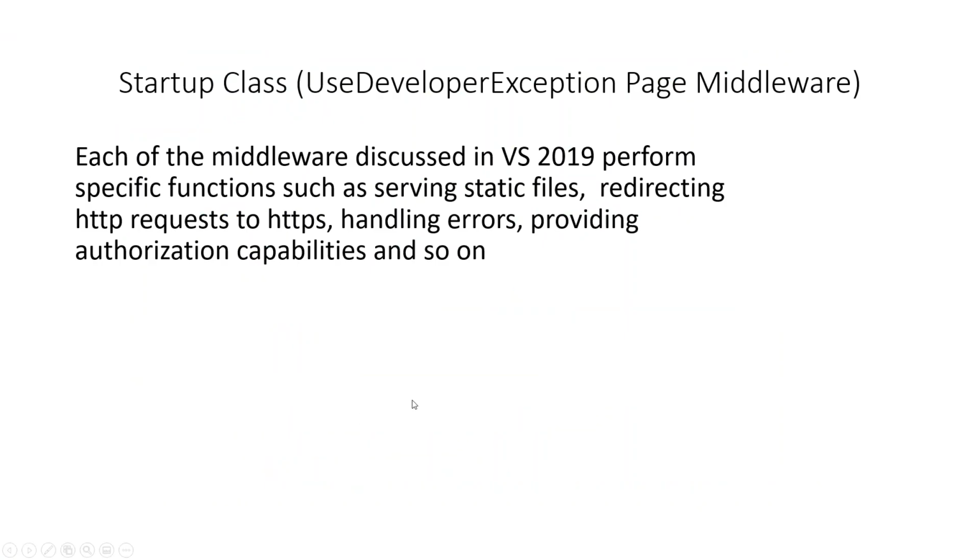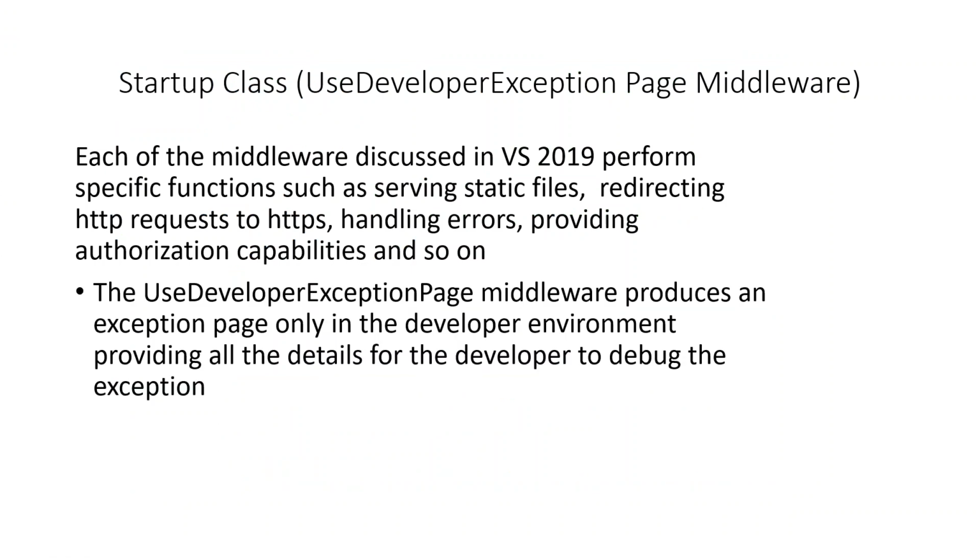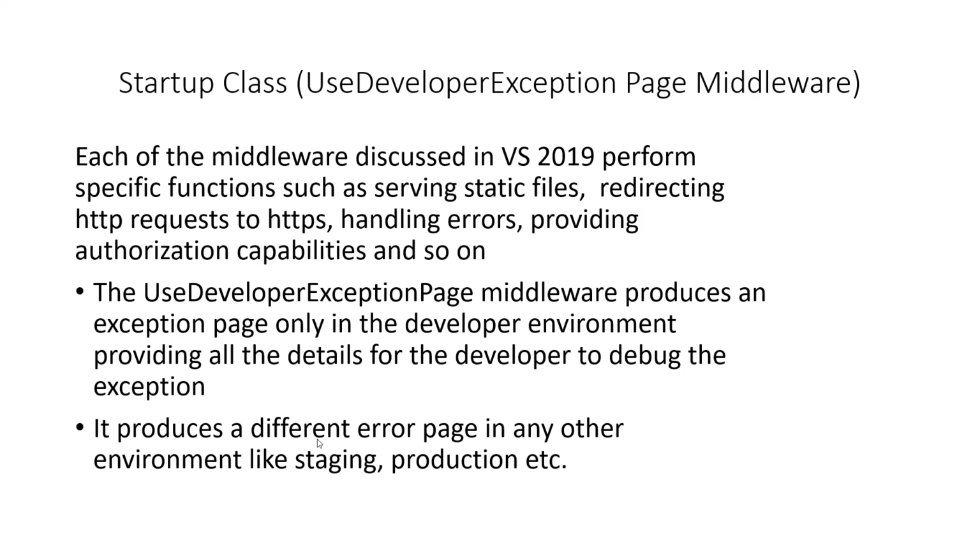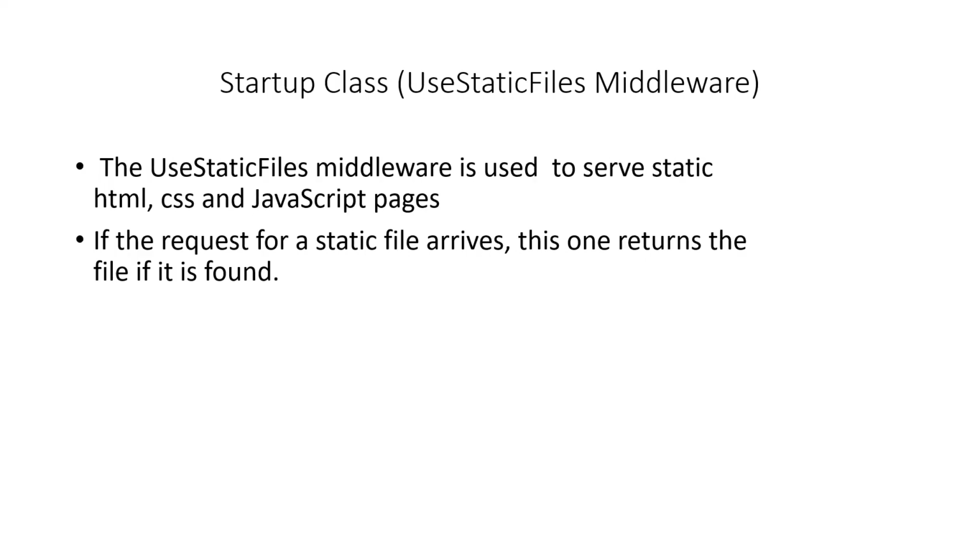So coming back to the slideshow, you can see that each of the middleware discussed in Visual Studio 2019 performs specific functions such as serving static files, redirecting HTTP requests to HTTPS, handling errors, providing authorization capabilities, and so on. Now, as we have stated, this also reinforces our learning that the use developer exception page middleware produces an exception page only in the developer environment, providing all the details for the developer to debug the exception.